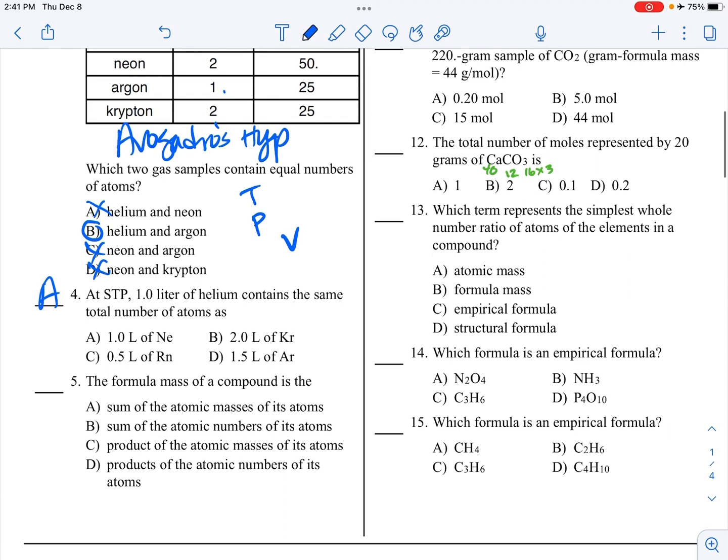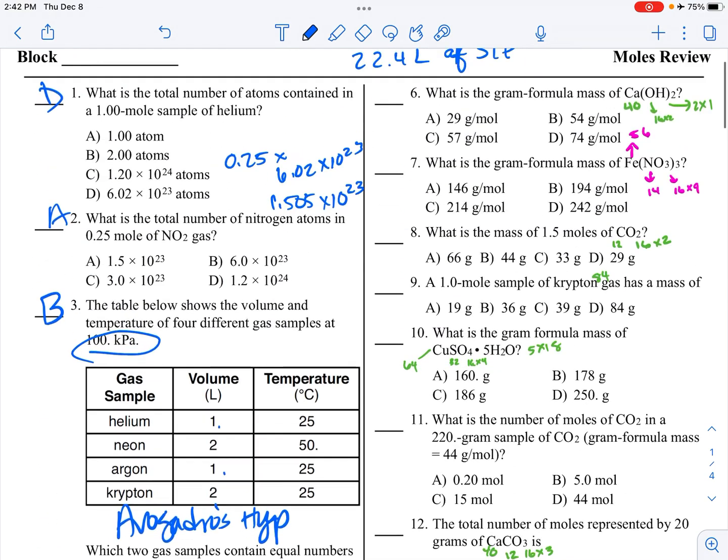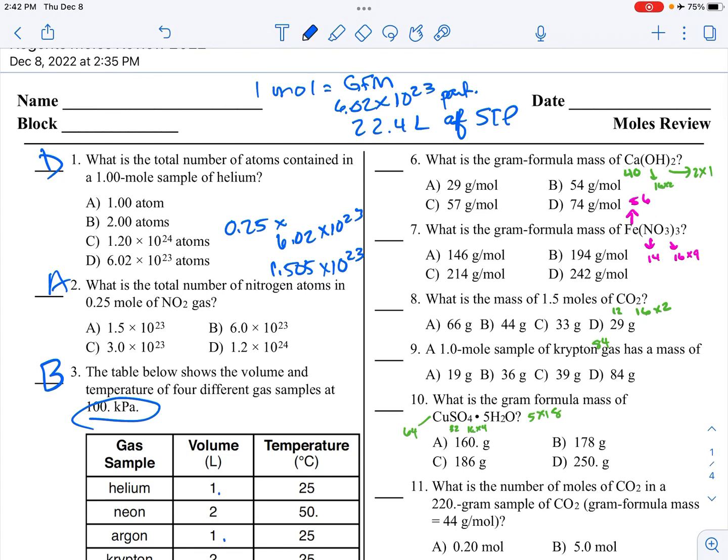All right, number 5, the formula mass. We call it gram formula mass. The GFM is the sum of the atomic masses, sum of the atomic numbers, product of atomic masses, or product of atomic numbers. So the sum of the masses, we add them up. Now, you'll see on the right, I have some colorful numbers already in green and pink. That's because, to save time, I have already gone to the periodic table and looked up the masses, so I didn't want to waste our time in this video.